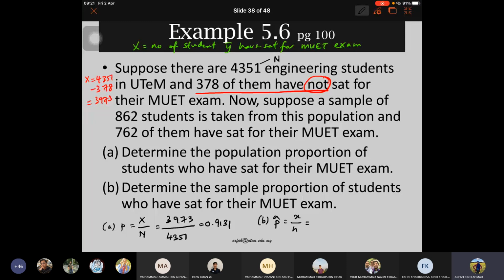So B asks for the sample proportion, x divided by n. What is the answer? Okay, what is the sample proportion? Anyone get it? Small x and small n. 762 divided by 882. Because it says now suppose a sample of 882, and small x is this one, 762. So calculating, we get 0.8840.